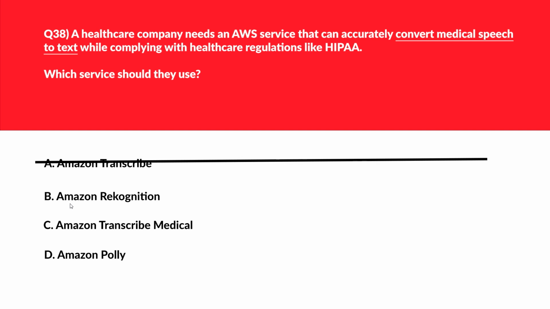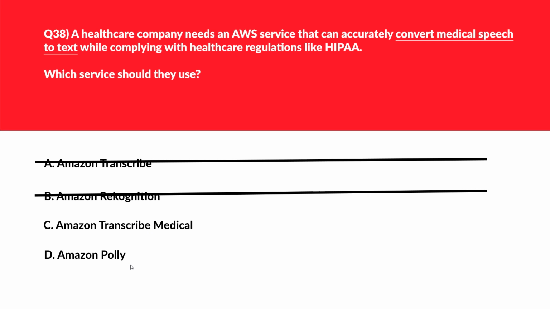Let's move to option B. B says Amazon Rekognition. Amazon Rekognition focuses on image and video analysis, not speech to text conversion. Therefore incorrect. Let's move to option C. C says Amazon Transcribe Medical. Amazon Transcribe Medical is designed for medical speech to text conversion and is HIPAA eligible, ensuring compliance with healthcare regulation. This looks good. We'll park this.